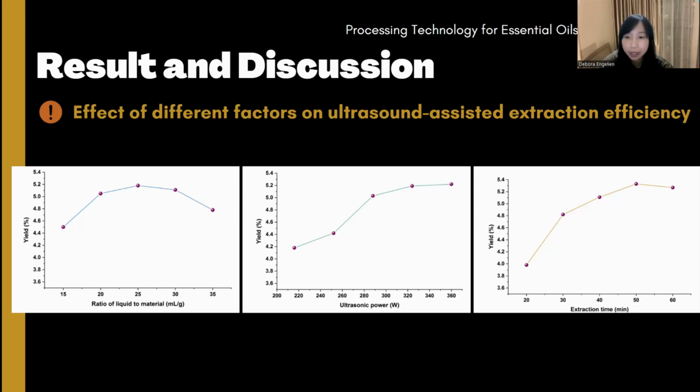The third one is extraction time. The yield of GBLPS increased rapidly with the increase of extraction time and reached the extreme value at 50 minutes. Subsequently, the yield of GBLPS decreased with the increase of extraction time. This trend may be the result of a combination of two factors. On the one hand, with the increase of time, the accumulation of thermal effect accelerated the outflow of polysaccharide from raw materials, so the yield of GBLPS increased.